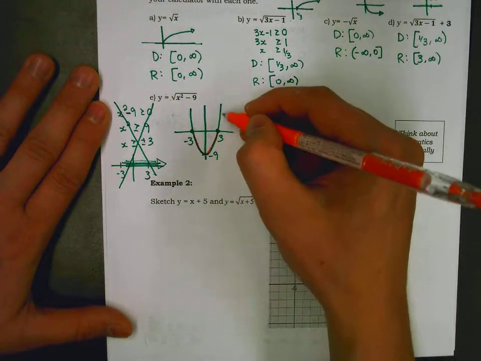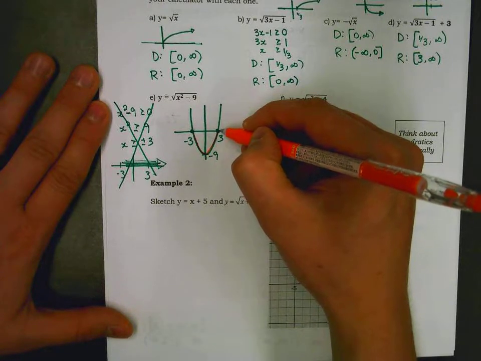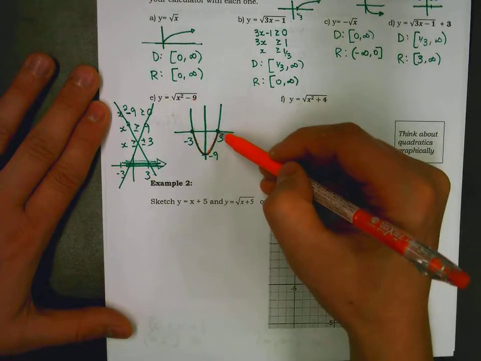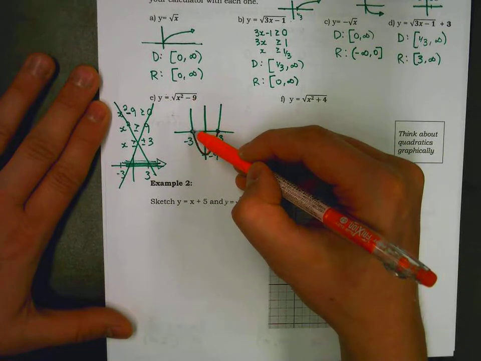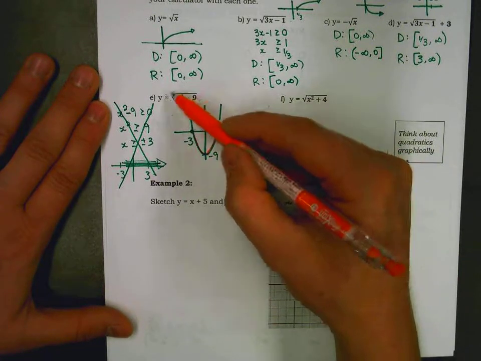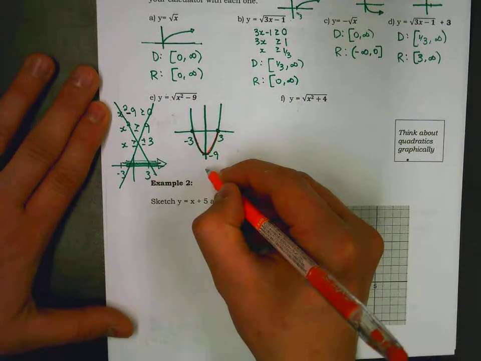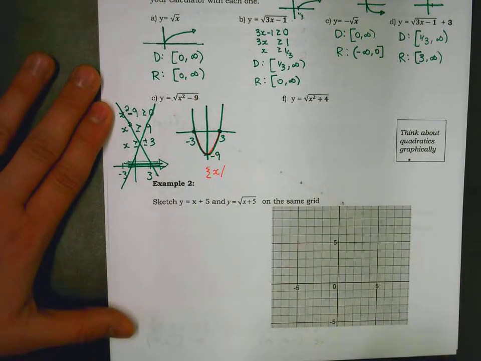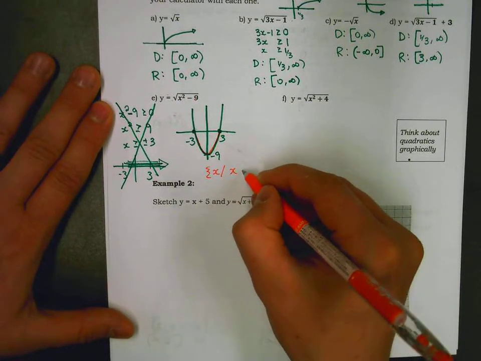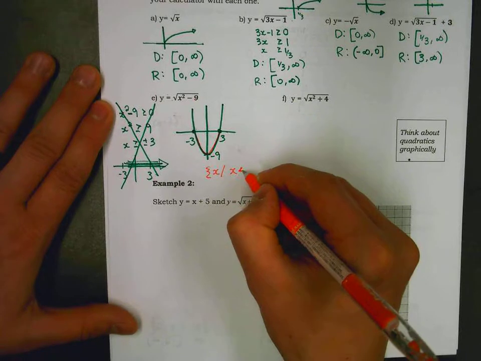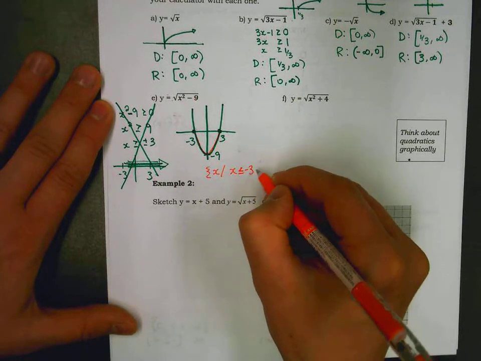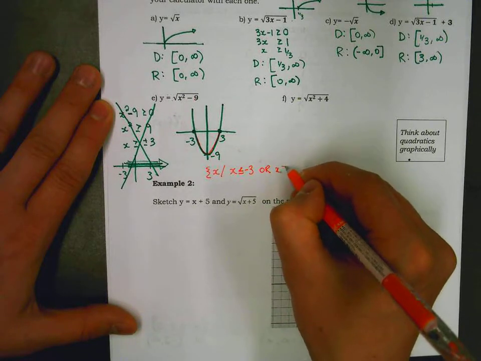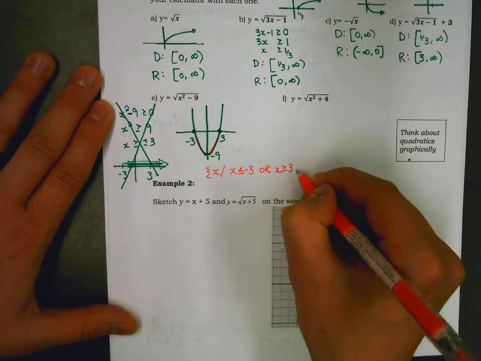So where does this exist? If you pick any x value 3 or higher, you will get an answer that comes out of here. If you pick any x value at negative 3 or less, you will get an answer that comes out of here. So we can say that our domain is x is such that x has to be less than or equal to negative 3, or x has to be greater than or equal to 3.